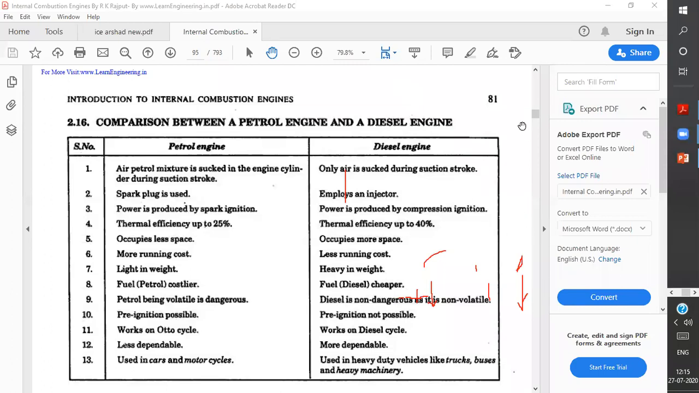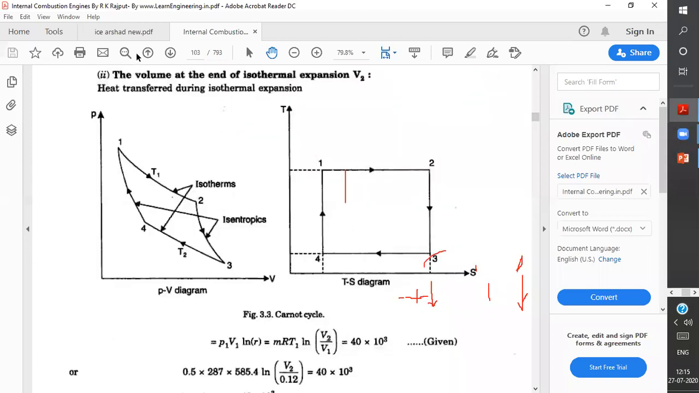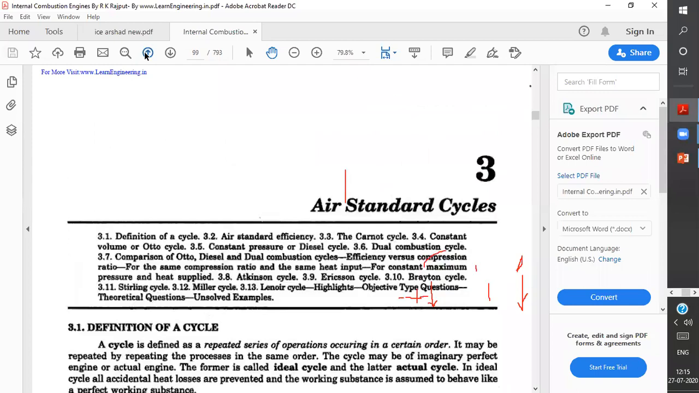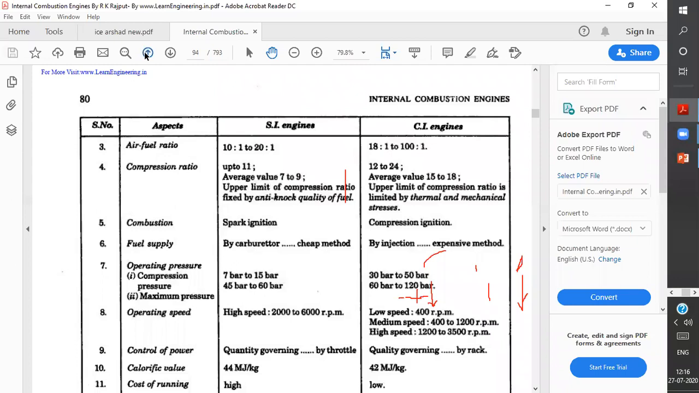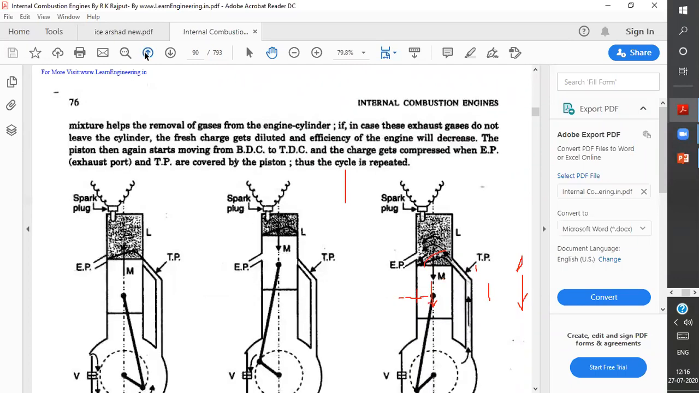See, we will study the actual valve timing diagram. This is a very favorite question of the paper setter. About the valve timing diagram, it comes for 8 marks also, or 5 marks also in the compulsory question. We'll study it.